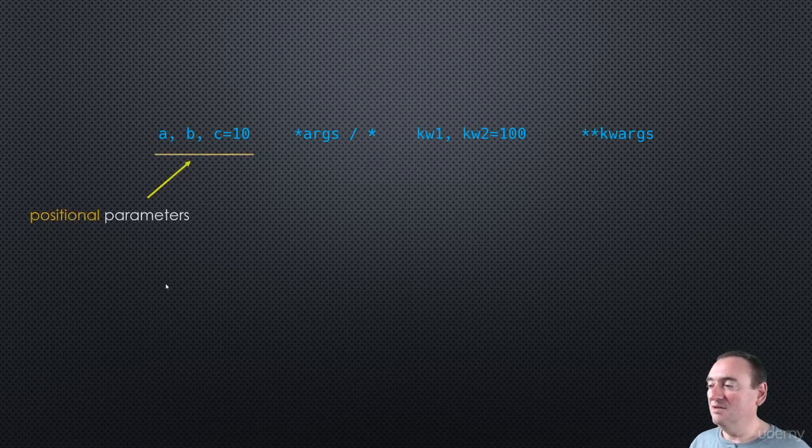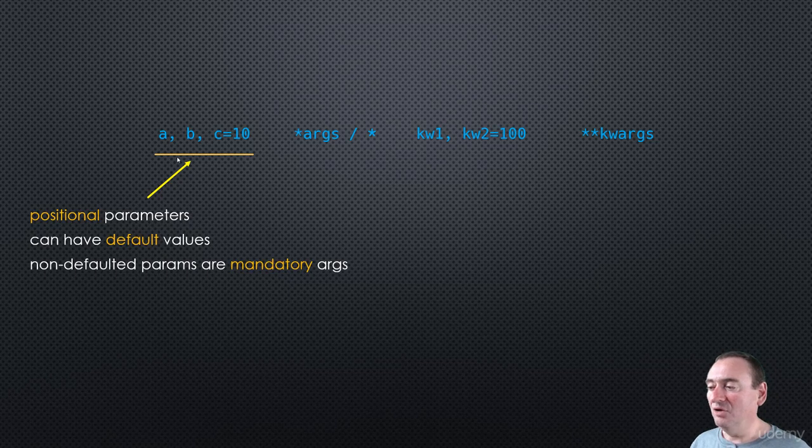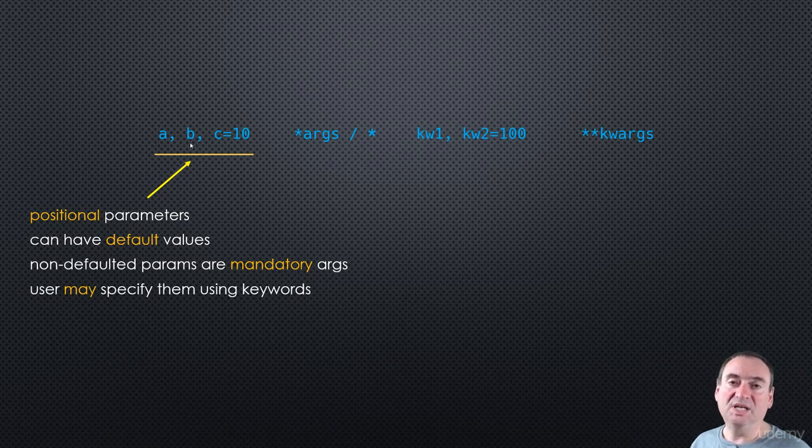So here you'll see, first of all, we have the positional parameters. A, B, and C are all specific positional parameters, and C has a default value. So they can have default values. Now the non-defaulted parameters are going to be mandatory arguments. In other words, when we call the function, we will have to specify values for A and B, but we can omit the value for C because it has a default. So it's optional.